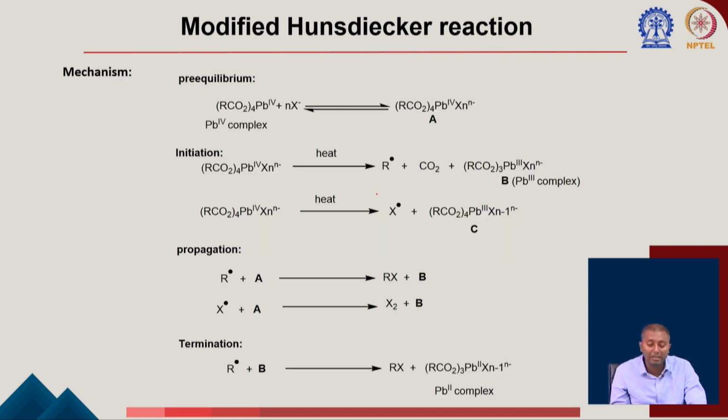I think a detailed mechanism is given here of how this formation is happening. So lead tetraacetate is going to react with the carboxylic acid, as I mentioned, to form this type of species, which under heat is going to generate the R dot, which can finally take the X from the corresponding MX.